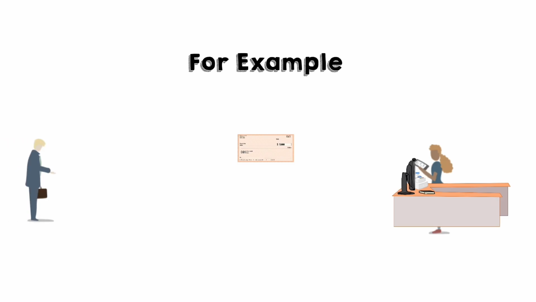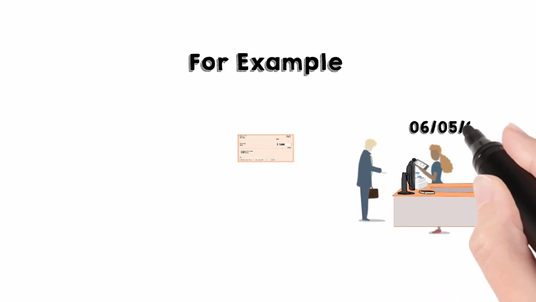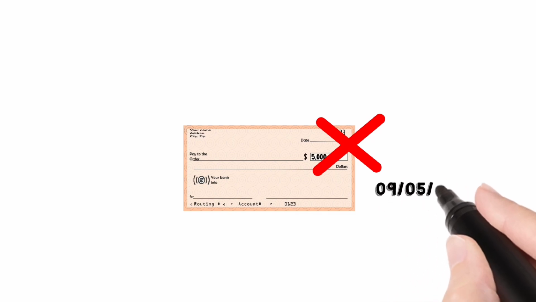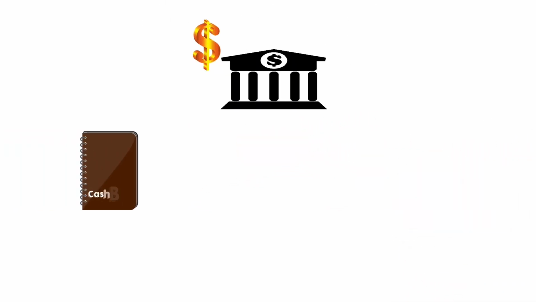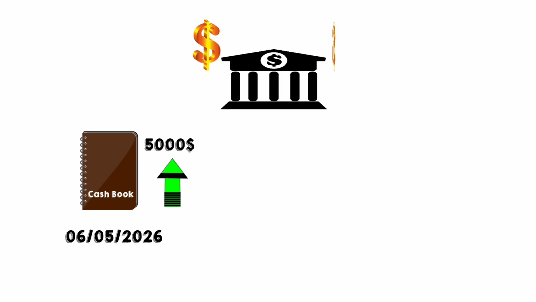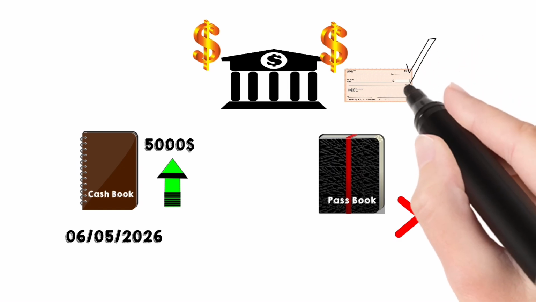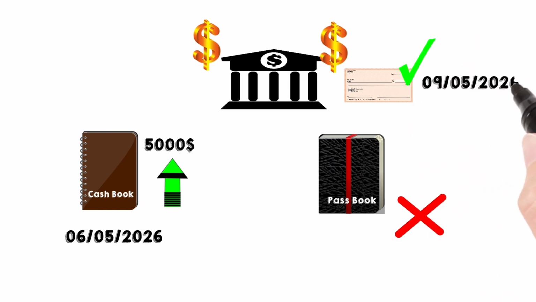For example, a check worth $5,000 is deposited on 6th May 2026, but not cleared till 9th of May 2026. Bank balance as per Cashbook will increase by $5,000 on 6th May 2026, whereas bank balance as per Passbook will not change till the check is cleared on 9th of May 2026.